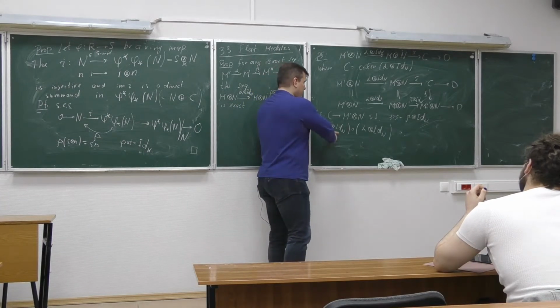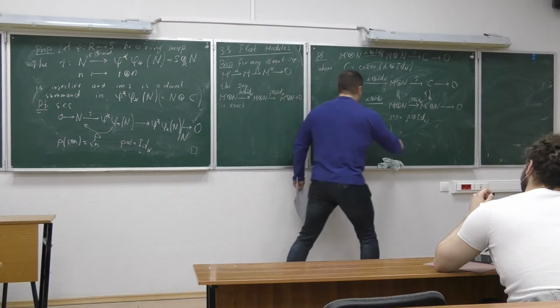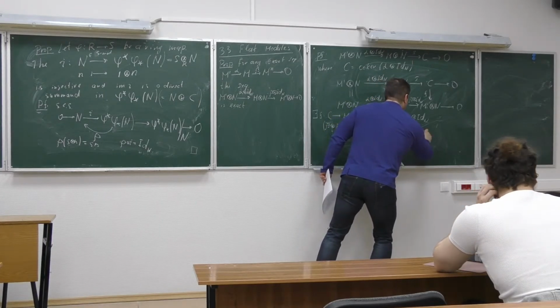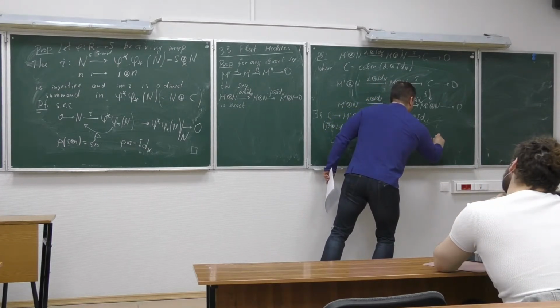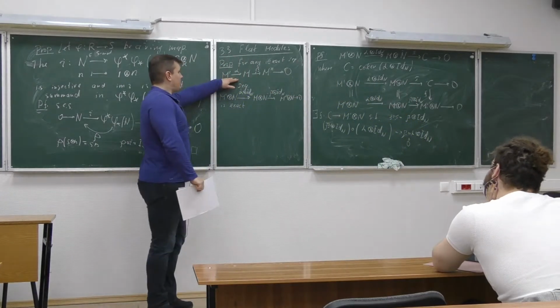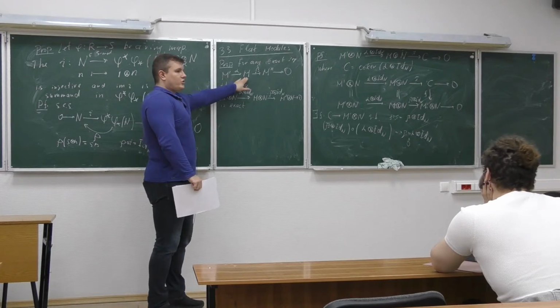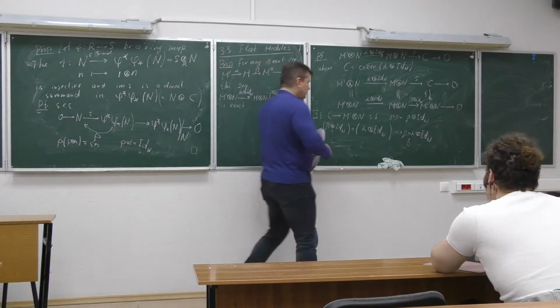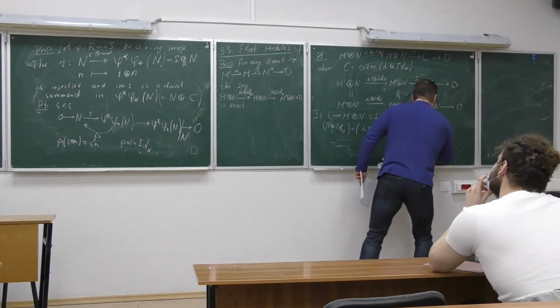Well, how do you compose two tensor products of maps? This will be the composition of beta and alpha, tensored with the identity, and this is 0 because the image of alpha is exactly the kernel of beta. So this composition is 0.